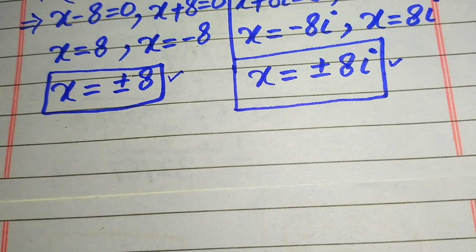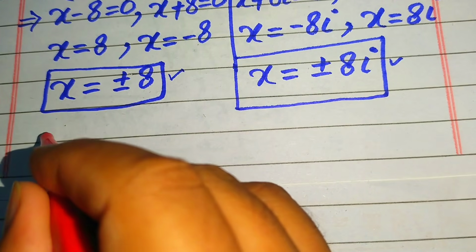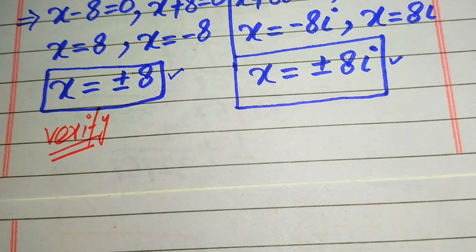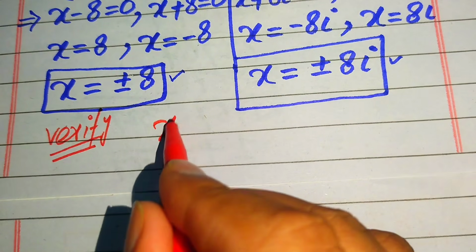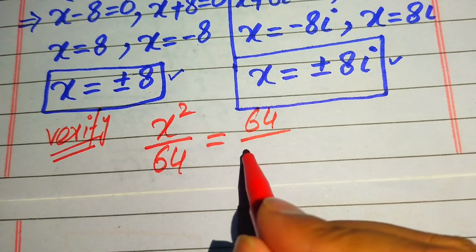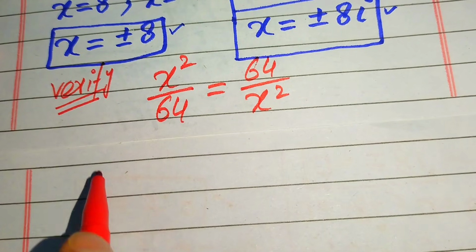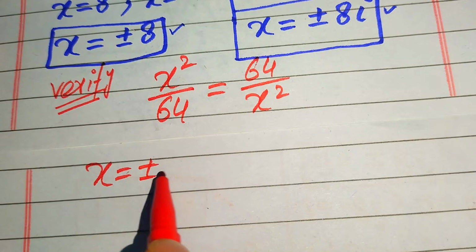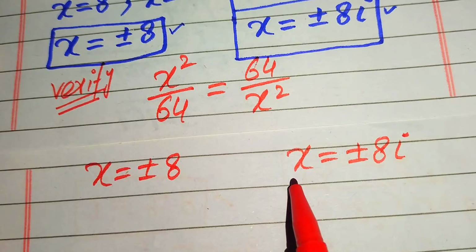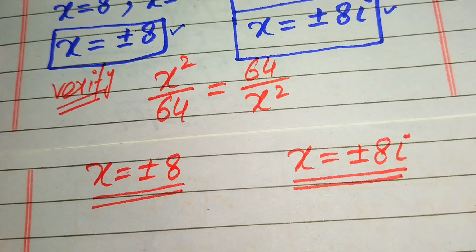Now in the next step we need to verify whether these roots are solutions or extraneous roots. So for this we verify all these four roots of the given equation. First we need to copy down the given question statement. Here it is x squared divided by 64 equals 64 divided by x squared. This is the given question statement, and on this side we will verify x equals plus minus 8, and on this side we will verify x equals plus minus 8i. So we verify all these four roots of the given equation.